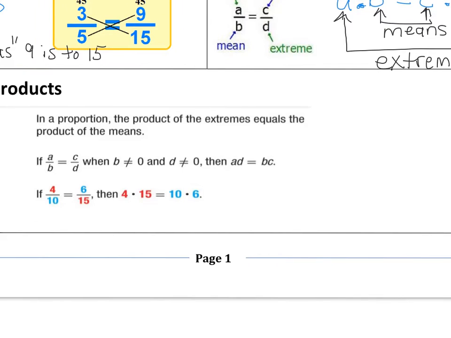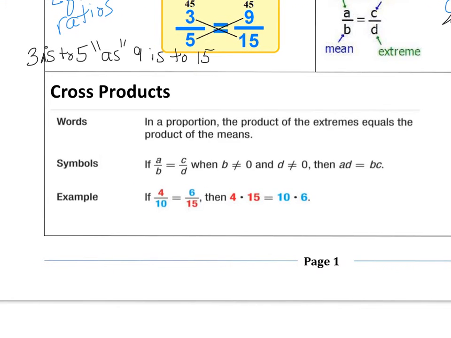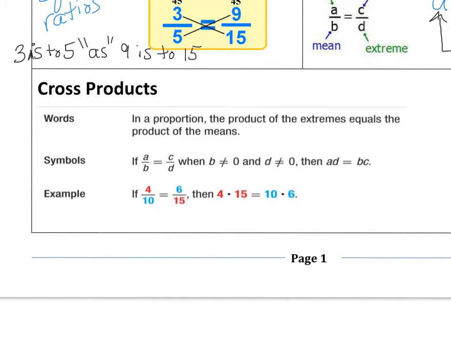Okay, cross products. Cross products is what we use to solve proportions, to solve for an unknown in proportions. Again, we've got A is to B as C is to D. Of course, the denominators cannot be equal to 0. If this proportion is true, then we can cross multiply.